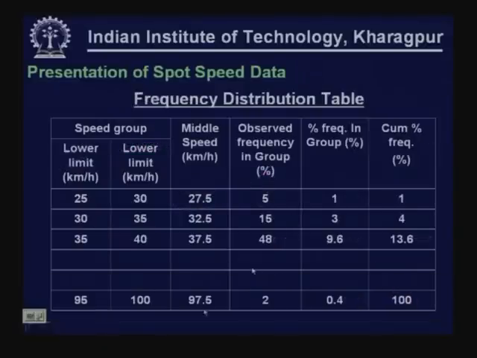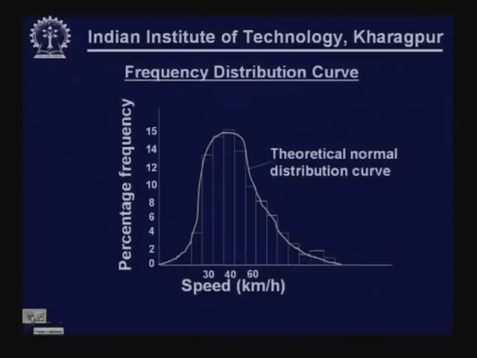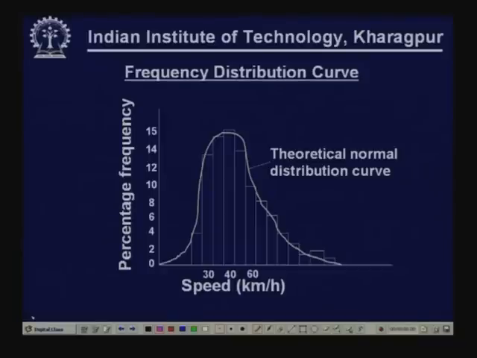This same information we often present in terms of a frequency distribution curve, where on the x axis you plot the speed. So, it is the speed, maybe the middle value you can take or the range you can mention, and on the y axis you mention percentage frequency. That means, you take any speed group, this bar is showing how much percentage of the total vehicles are travelling with that speed range or within that group.